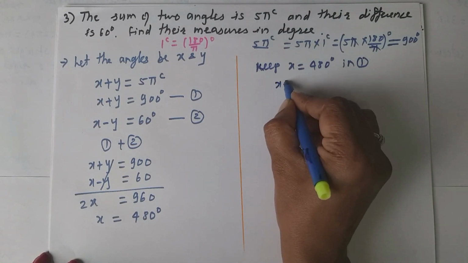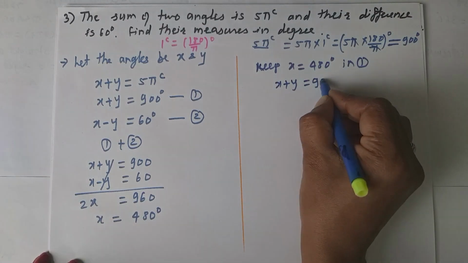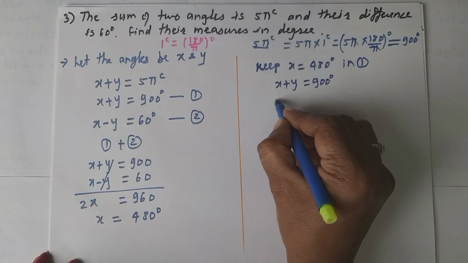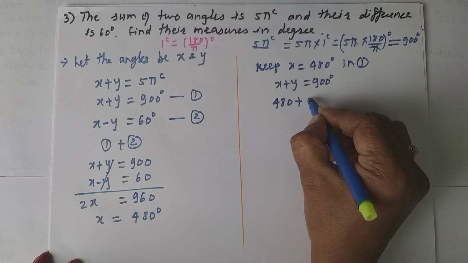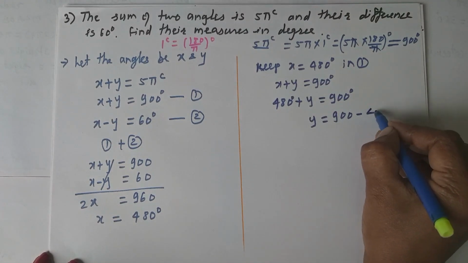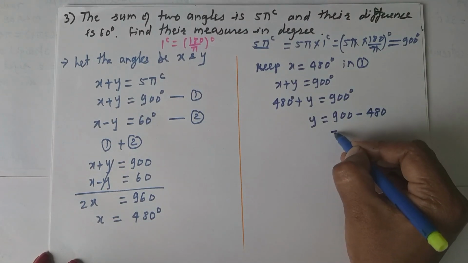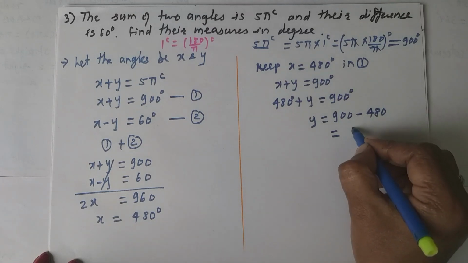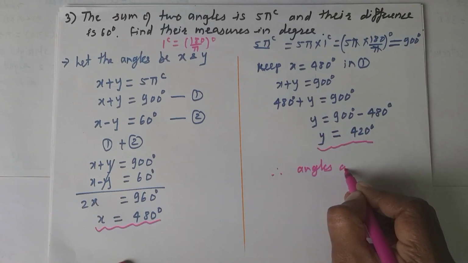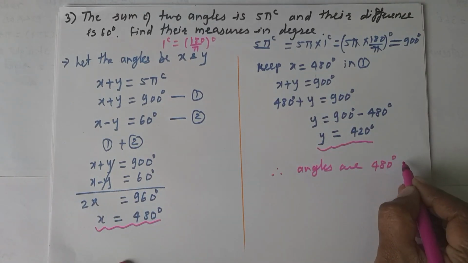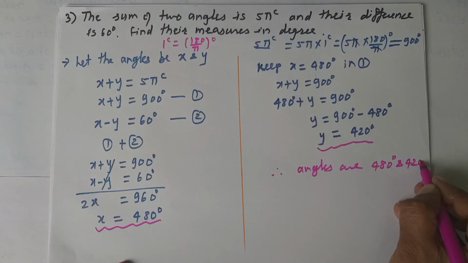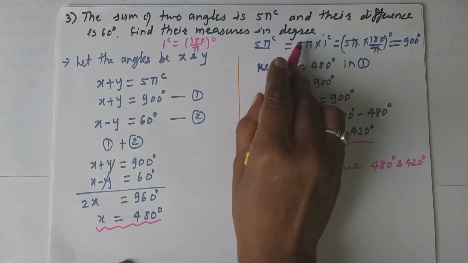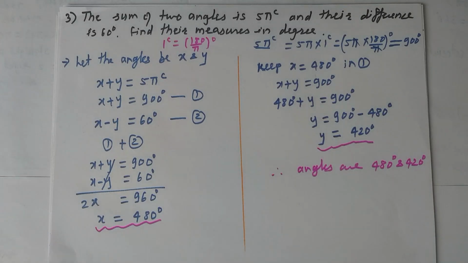And what is equation 1? That is x plus y is equal to 900. Keep the value of x as 480, that is 900 minus 480, and that is equal to 420. Write down, angles are 480 degrees and 420 degrees. And here we have to find angles in degrees, and we have found out the angles in degrees. Is it simple? Let's see the next problem.